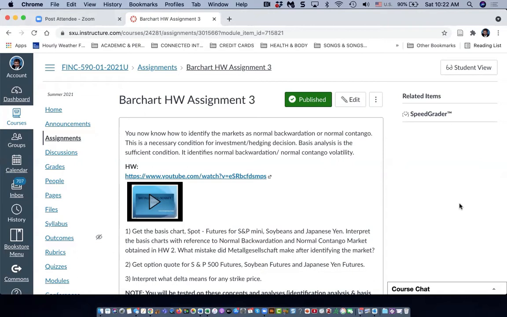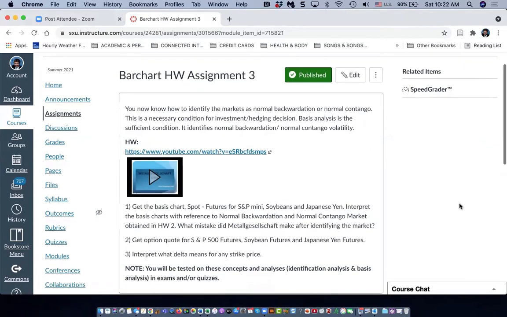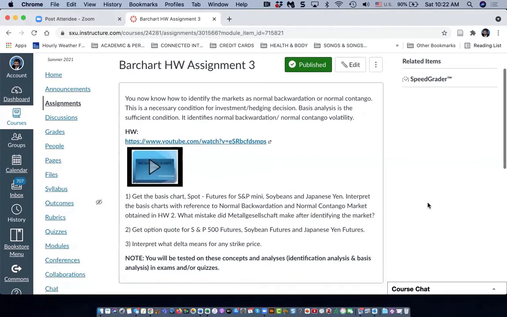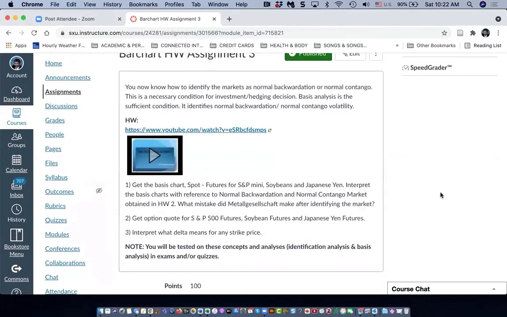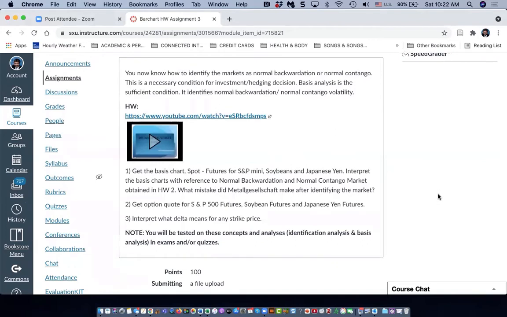investments. And then you take that and do the same for the other 2 assets, and then you say, okay, fine, now that I have that, I can say what MG did and did not do. MG was right in identifying the market. That is, MG did homework 2. But they did not do homework 3, which is basis and basis check.